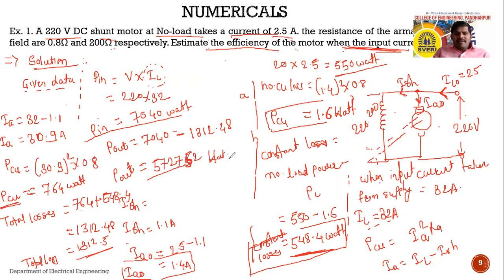Now we have the value of P out, and we have the value of P in. According to this we are able to calculate the efficiency. Efficiency is power output divided by power input. That means 5727.52 divided by 7040 into 100. So this is the efficiency when the current taken from the supply is 32 ampere.